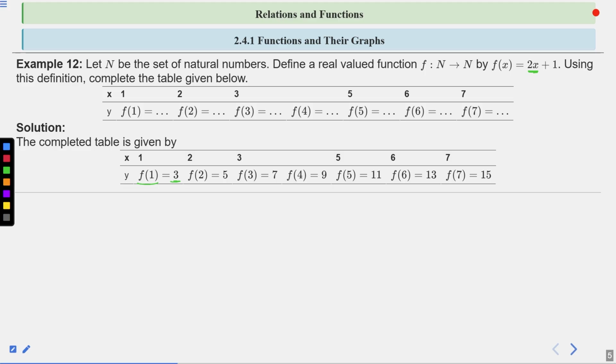So now in this we are going to associate 2 with 5. Why? Because if you substitute 2 here, you will get 2 times 2, 4, plus 1, 5, and so on.